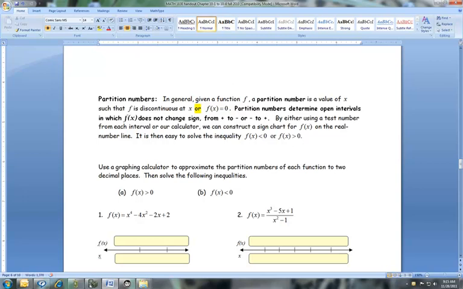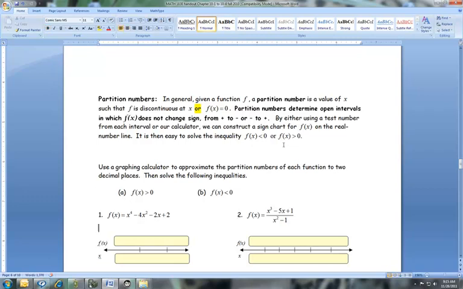Partition numbers determine open intervals in which the function does not change sign from positive to negative or negative to positive. By either using a test number from each interval or our calculator, we can construct a sign chart for the function on the real number line. And once we do that, it's then very easy to solve these inequalities where my function is less than 0 or where my function is greater than 0.